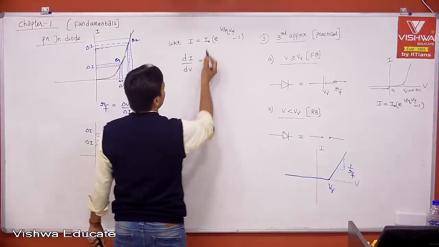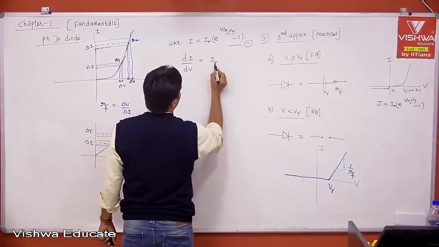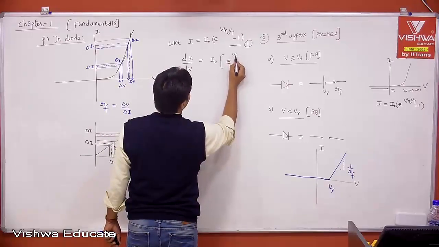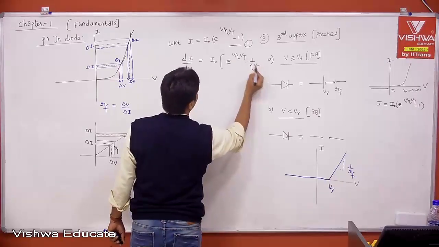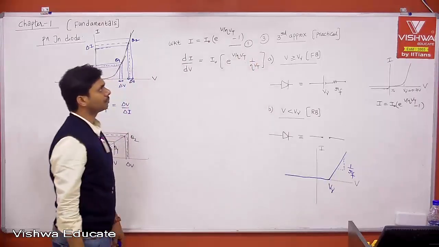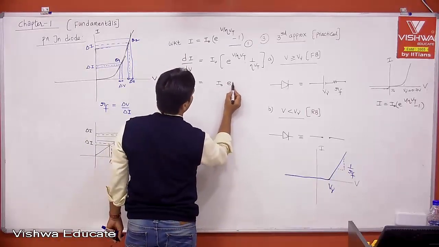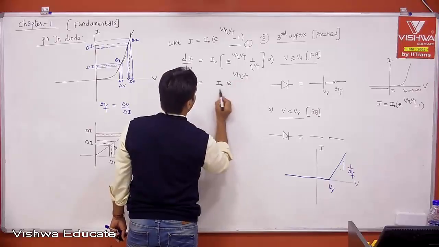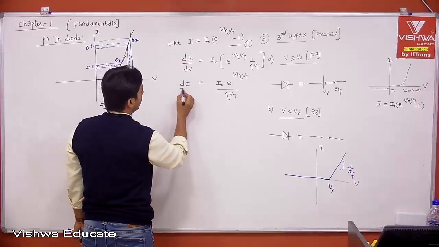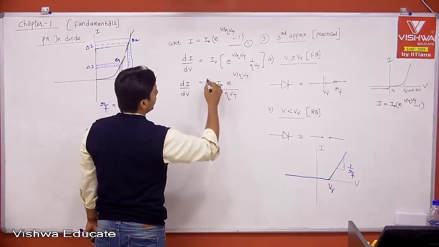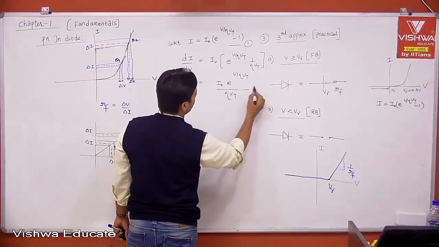What is dI by dV? Let me call this equation 1. If I differentiate, this is I naught into e to the power of V by eta Vt into 1 by eta Vt, and the differentiation of 1 is 0, because I naught is constant. So this is I naught into e to the power of V by eta Vt divided by eta Vt. This is nothing but your dI by dV. Now can I write this I naught into e to the power of V by eta Vt as 1 implies, call this equation 2, okay?